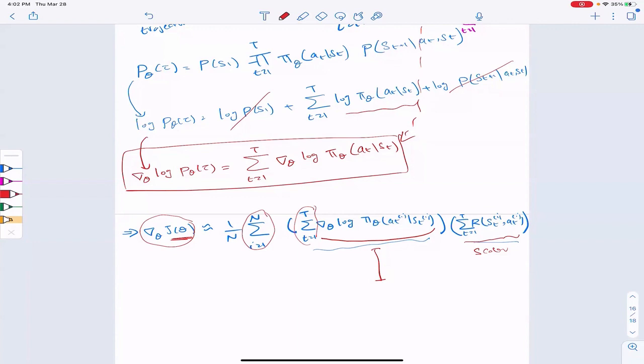For a particular theta, you can generate n trajectories. Then you can run backprop on your policy, compute these vectors for each trajectory at different times, take the average and multiply it by this scalar, which is the sum of the reward. And then you have a vector, you follow that vector, you optimize. It is computable, you can absolutely use it.